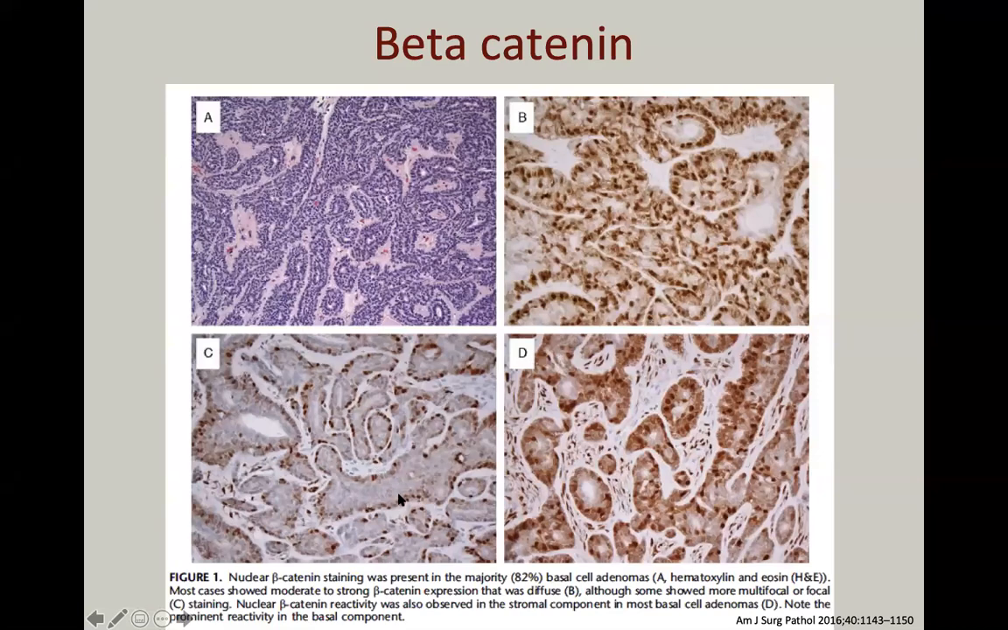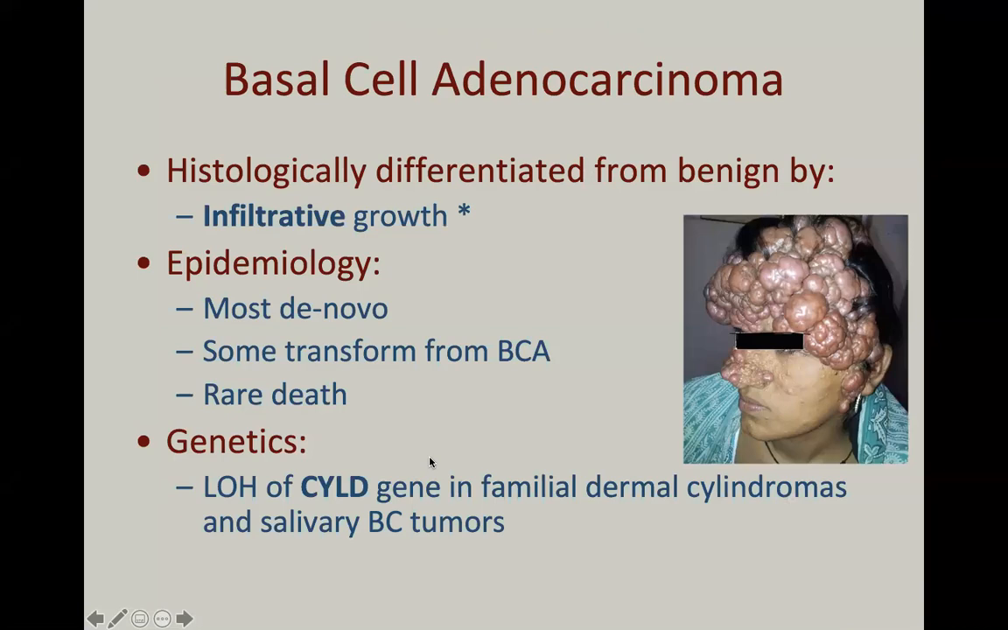Sometimes these have mutations in the beta-catenin gene, and so you can mark those by beta-catenin immunohistochemical stain. Basal cell adenocarcinoma, again, I sound like a broken record, is differentiated from an adenoma by infiltration. Basal cell adenocarcinomas sometimes show loss of the CYLD gene, the cylindroma gene, which is the same gene that is lost in these patients with familial dermal cylindromas. You may have seen this as the so-called turban tumor.